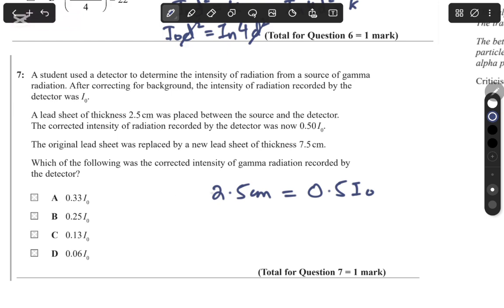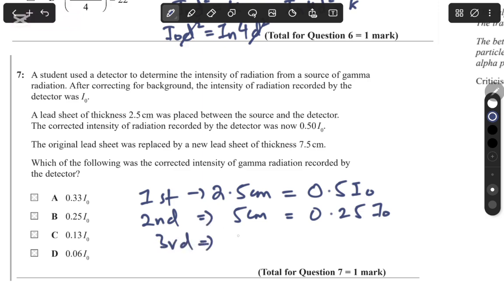So this is going to be the half thickness, the first half thickness. The second half thickness is going to be 5 centimeter. So it's going to become 0.25 I naught. And the third half thickness is 7.5 centimeter, and that's what they've given in the question. And then the intensity is going to become 0.125 I naught. So the answer is going to be C, because if you round this, it's going to be 0.13 I naught.